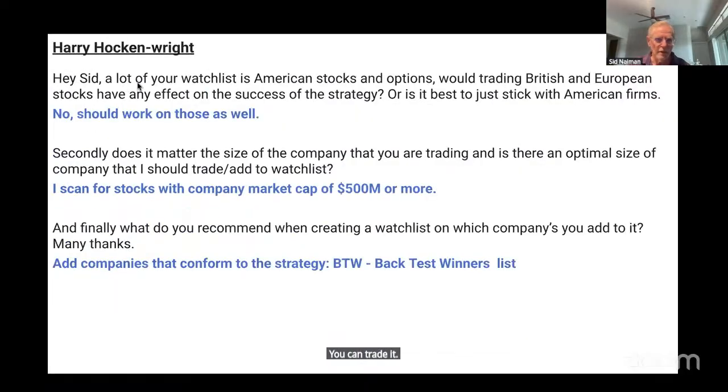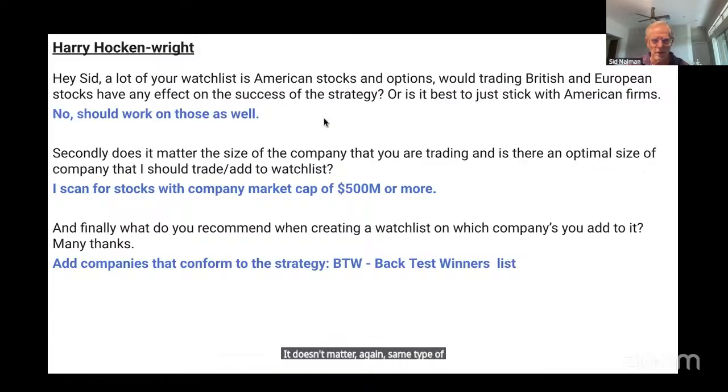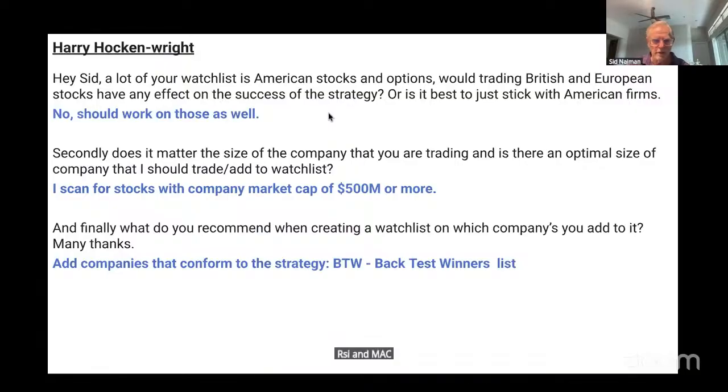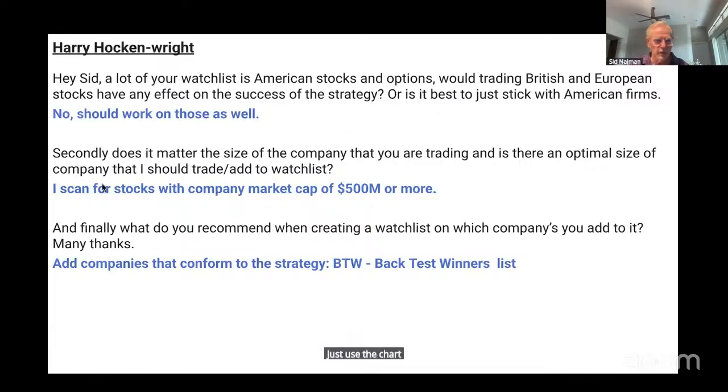Harry says a lot of your watch list is American stocks and options. Would trading British and European stocks have any effect? No, it doesn't matter. Again, same type of question. Doesn't matter what exchange you're on as long as you have an RSI and MACD. Now, when you get further advanced, it may make a difference based on fees. But at this point in time, using TradingView, no. Just use the chart and the strategy, and you'll be fine.